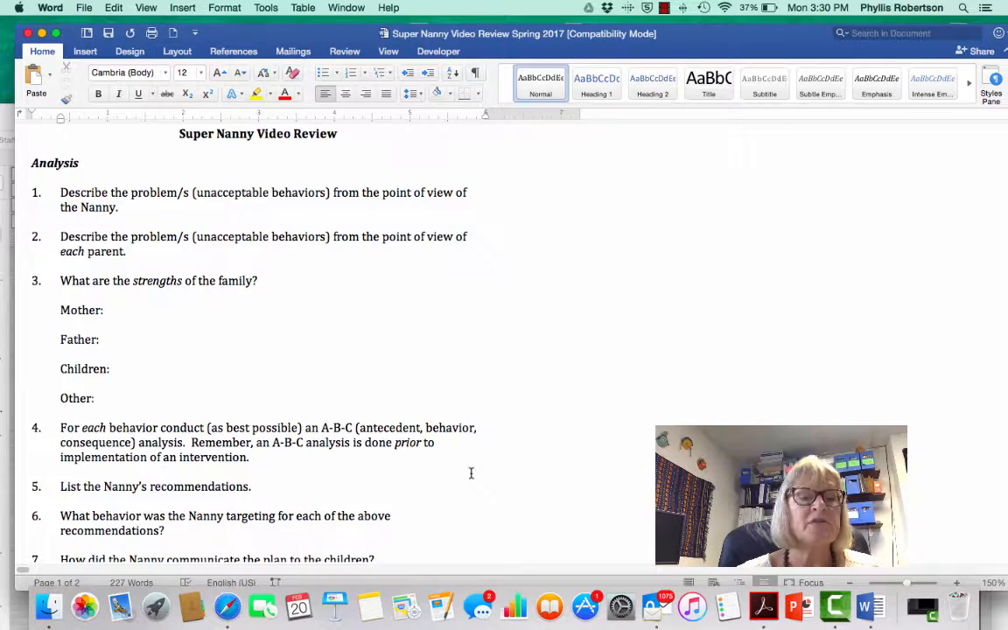So sometimes a student will say, the boys were playing at the table. One brother hit the other brother, and this boy doing the hitting received negative attention from the mother. Okay. Well, the negative attention from the mother is important to know, but you need to say specifically what that negative attention was.